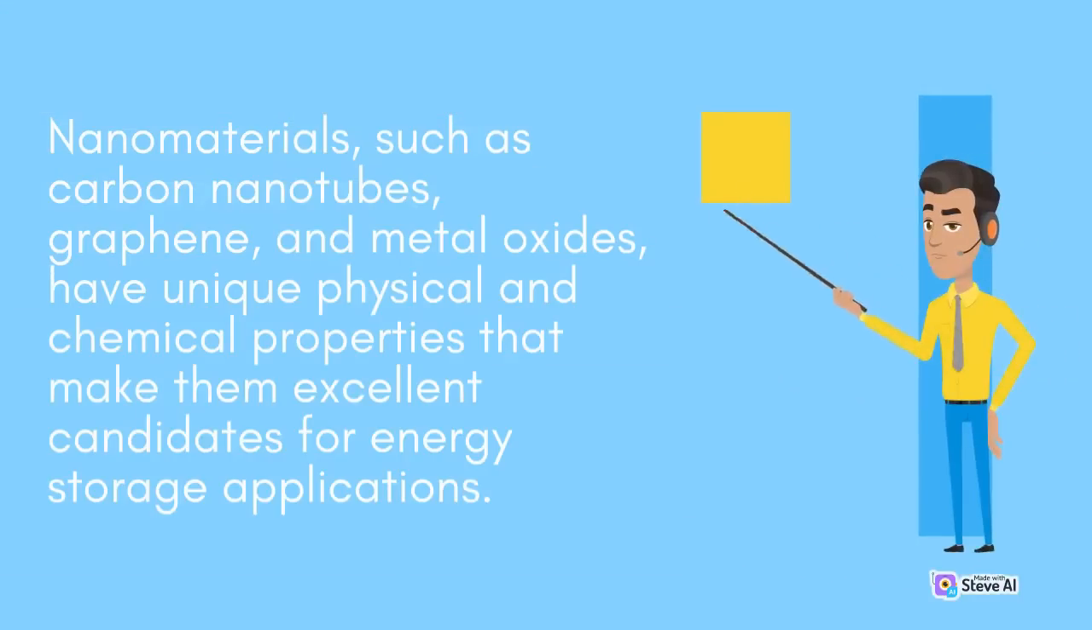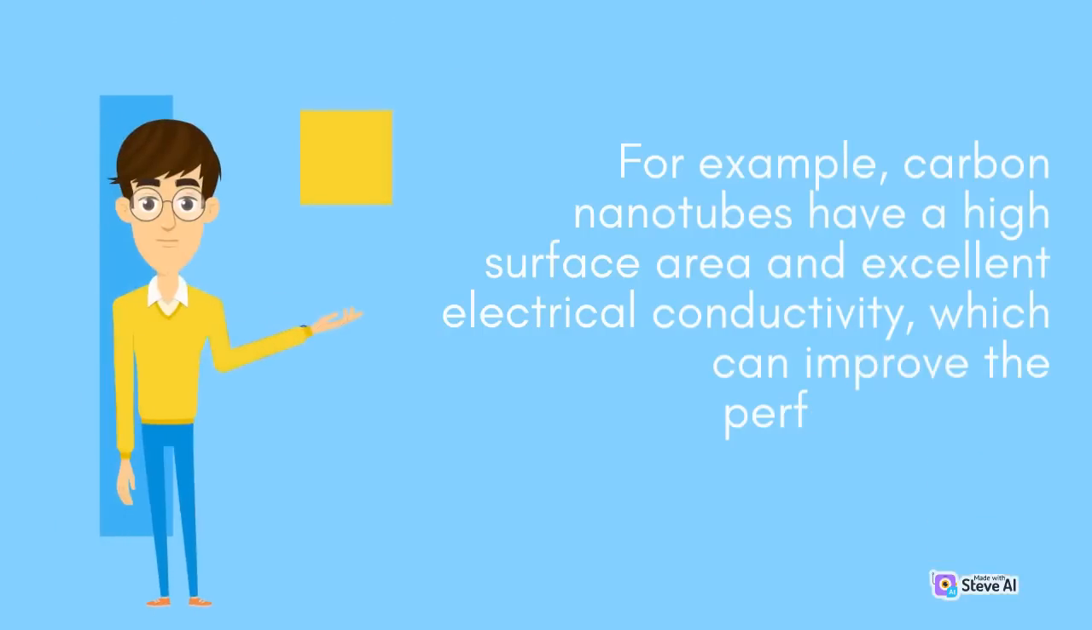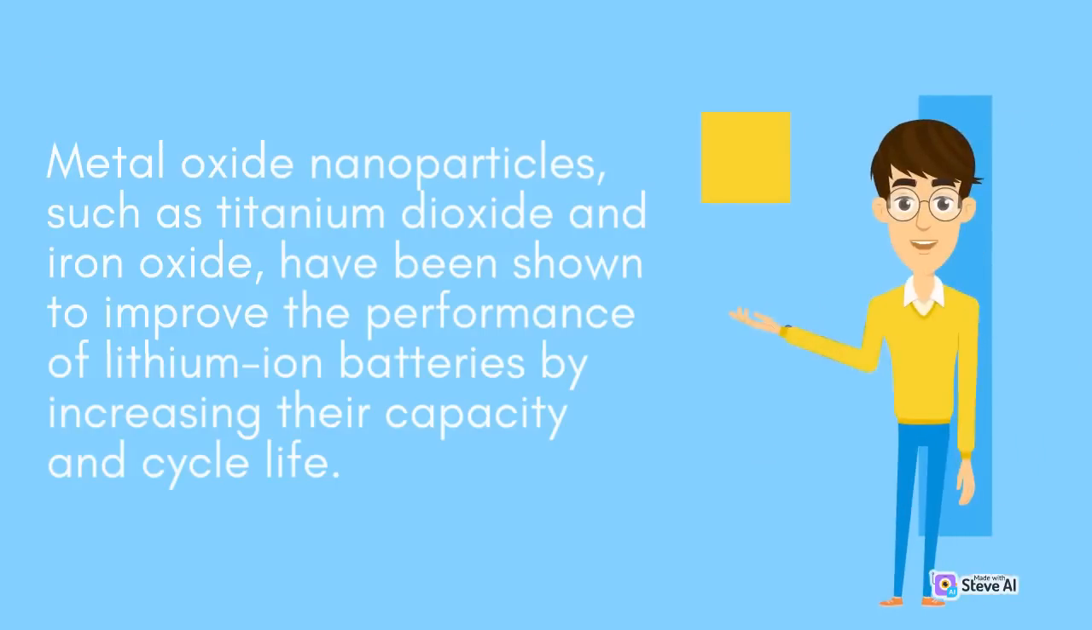Nanomaterials, such as carbon nanotubes, graphene, and metal oxides, have unique physical and chemical properties that make them excellent candidates for energy storage applications. For example, carbon nanotubes have a high surface area and excellent electrical conductivity, which can improve the performance of supercapacitors. Metal oxide nanoparticles, such as titanium dioxide and iron oxide, have been shown to improve the performance of lithium-ion batteries by increasing their capacity and cycle life.